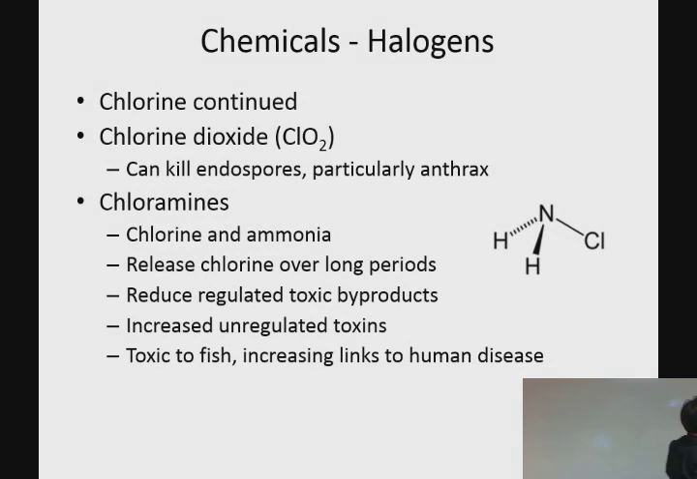What this does is, because the chlorine is covalently bonded to this ammonia, it releases the chlorine slowly over long periods of time. It means that you can use it because the chlorine is more slowly released. It doesn't form as many toxic products as just using it as is usually used in swimming pools. But there are some other toxic byproducts that are not regulated, so it actually turns out to be toxic to fish. And there are quite a few links now to human disease. And I just want to emphasize that what you can see from that is all of these methods have their strengths and weaknesses, their limitations and drawbacks.